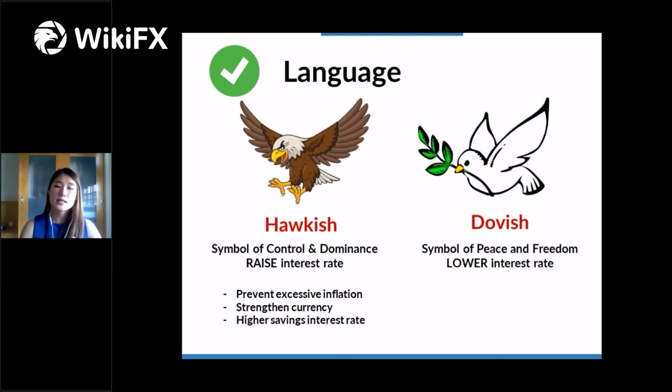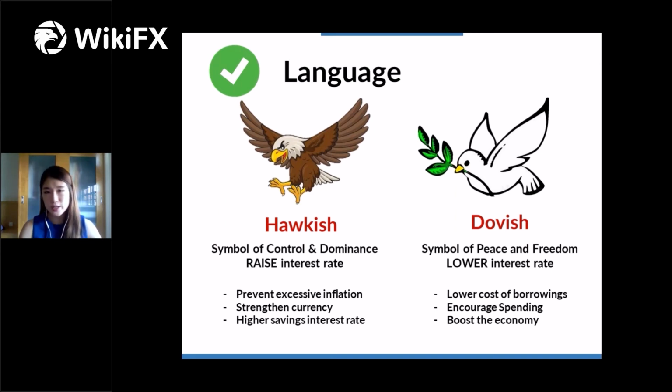Dovish is a symbol of peace and freedom, which means the central banks may lower interest rates, lowering the cost of borrowing, encouraging spending, and boosting the economy. This may be because the economy is slowing down or a recession is happening, so the central banks have to use this dovish tone.